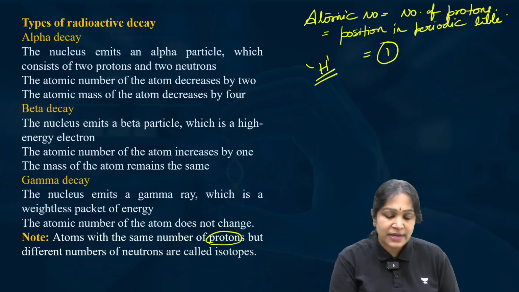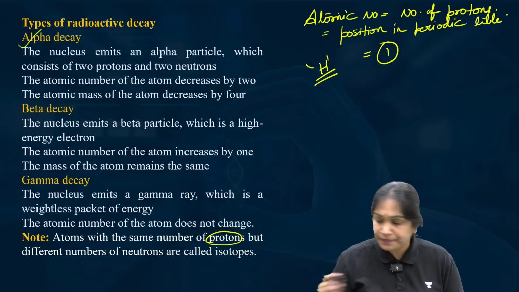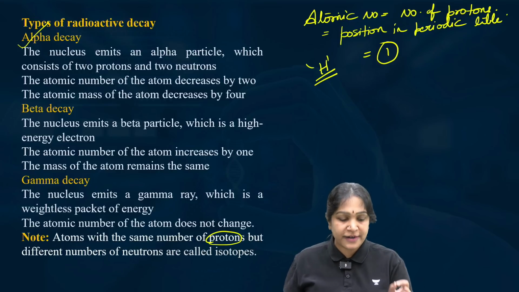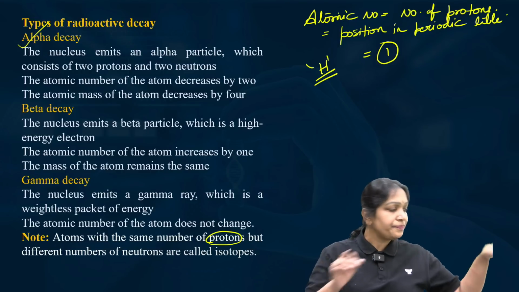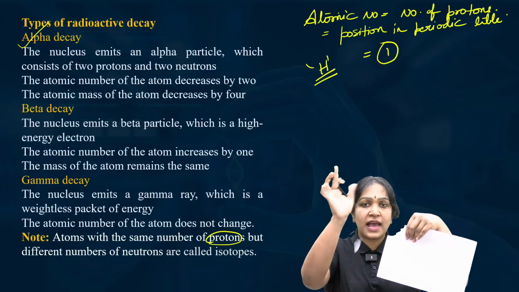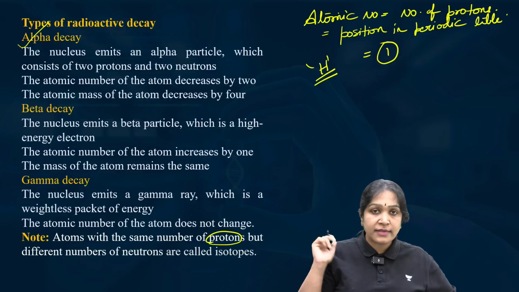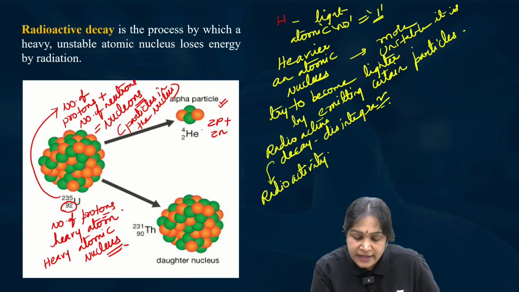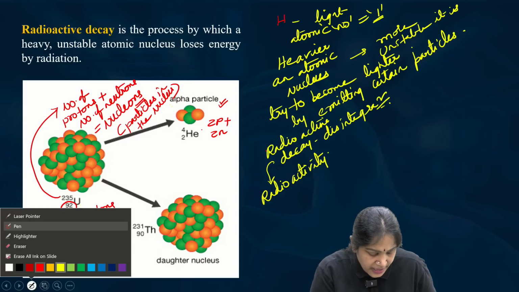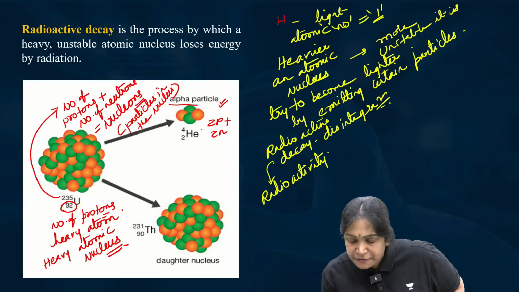Okay, the first one is alpha decay. Alpha decay means what? Emitting the alpha particles. If alpha particles are emitted, that is called alpha decay. It means this is an alpha decay only. Is it clear? The image shows alpha decay.